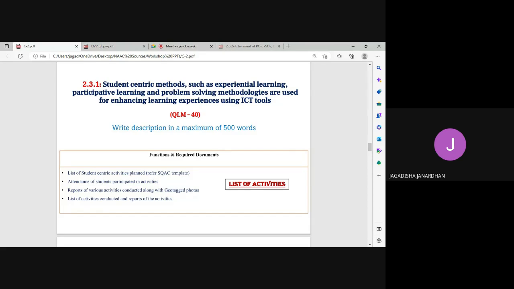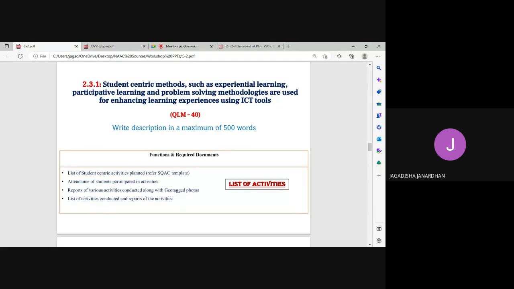And for the problem solving methodologies, as a commerce faculty, if you are teaching about acquisitions or mergers, then getting the balance sheets of two practical companies and making the students prepare the combined balance sheet, that is called a problem solving methodology.